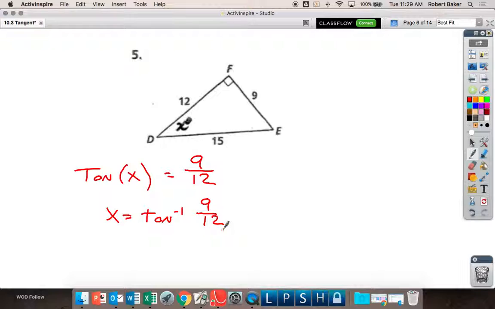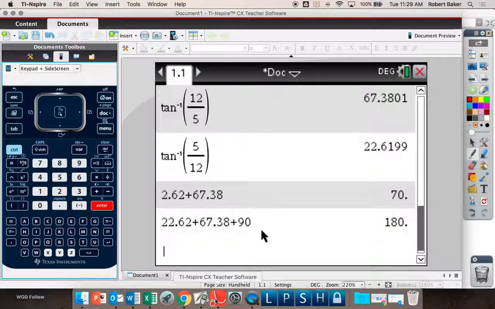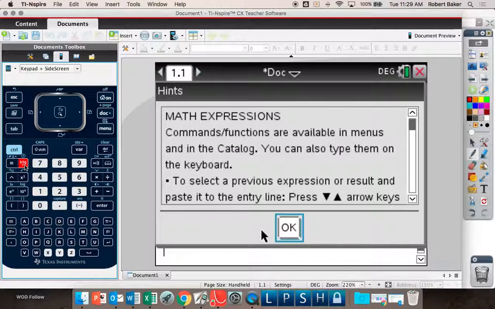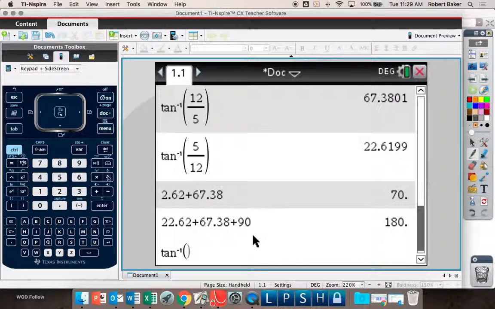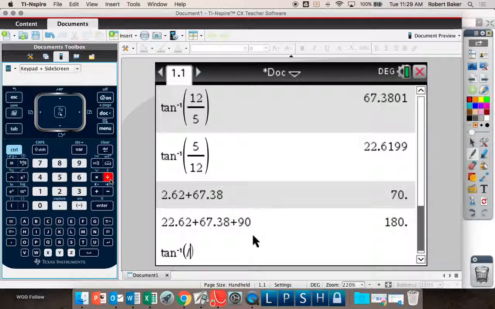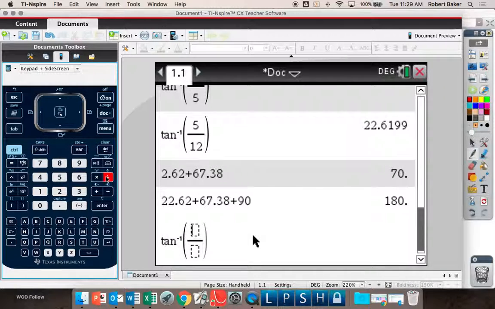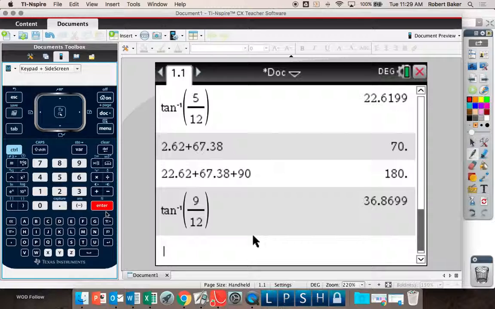It's just how you type that in the calculator. Do you need help? Do I need to show you that again? I like to do this sometimes. Inverse tangent. I'm kind of one of those control divided by people. 9/12 because it looks like my paper. It doesn't really matter. So nearest thousandth, 36.87.